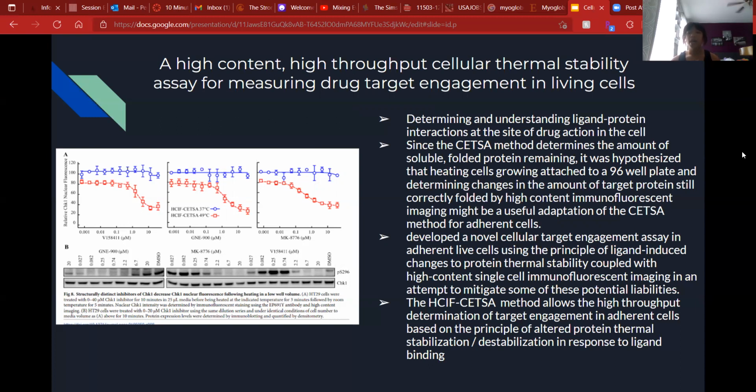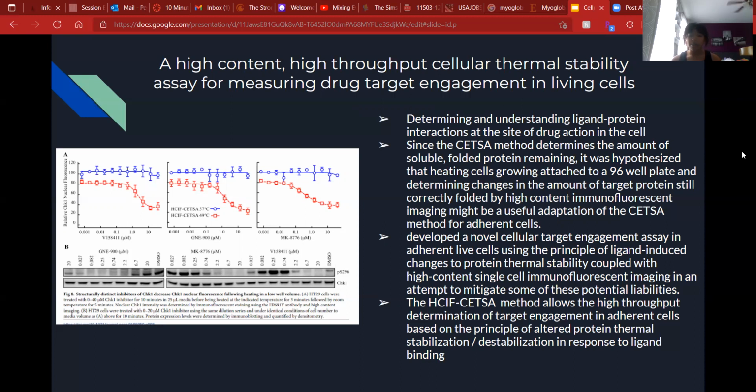And so what they found for adherent cells, the requirement to heat the cells in suspension at high density is a huge drawback. It not only denatures the protein that they are trying to measure, but it also jumpstarts the process of trypsinization and resuspension. And this can alter the physiological and pharmacological aspects of the cell.